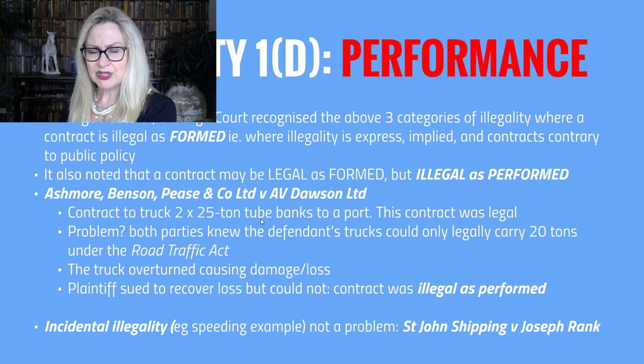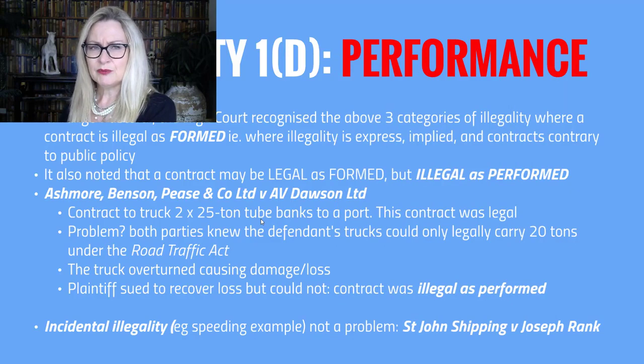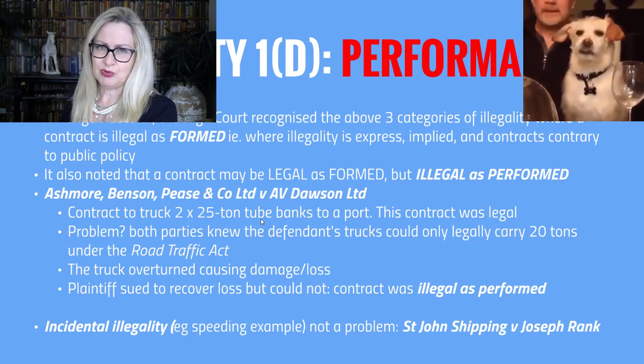There's one other small issue, and that is kind of a de minimis issue. If you've got incidental illegality, it's not really going to be a problem. So if there's no real problem with illegality in either the way the contract was formed or the way that it was performed, but there's just something around the edges that is a problem so far as legality is concerned. For example, in the Ashmore Benson Peas & Co case, if 25-tonne trucks had been used, that would be a contract that was legal as formed, legal as performed. But if the truck had been speeding along and had been caught by a speed camera, that would be an incident of incidental illegality. Not really a problem there.